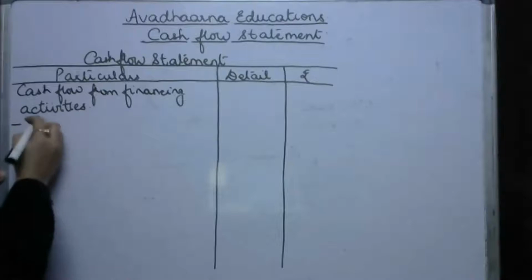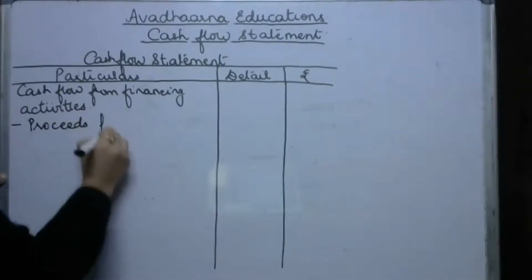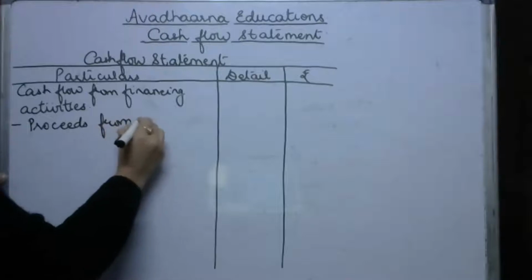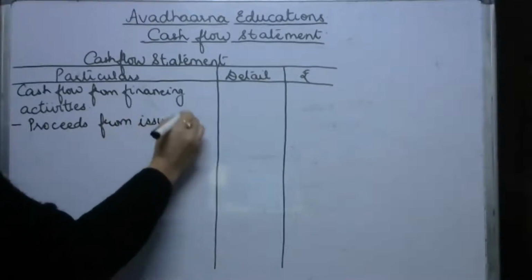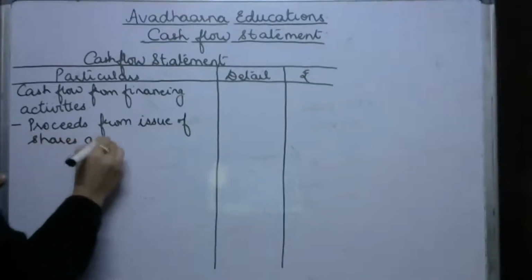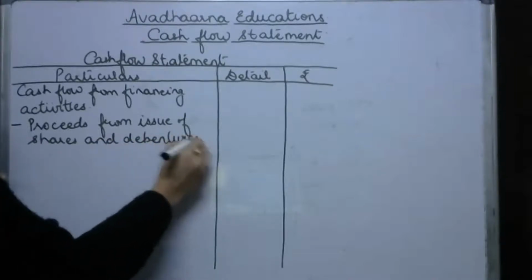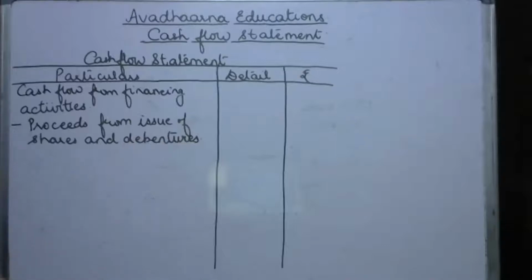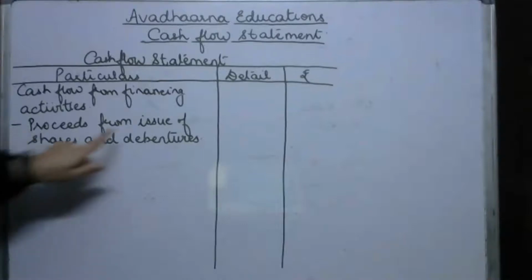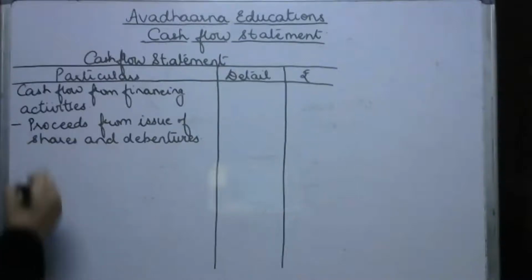So the first item is proceeds from issue of shares and debentures, fine. This is going to result into cash inflow from financing activity. जब आप shares issue करोगे, debentures issue करोगे तो business में cash inflow होगा.